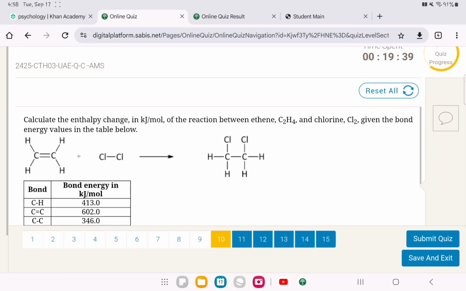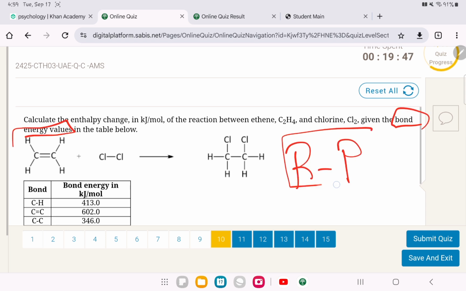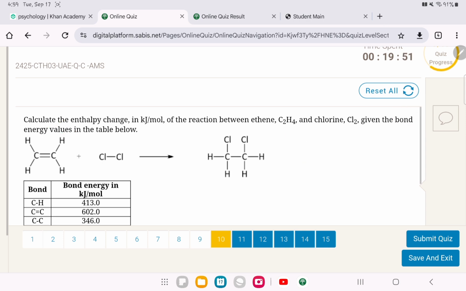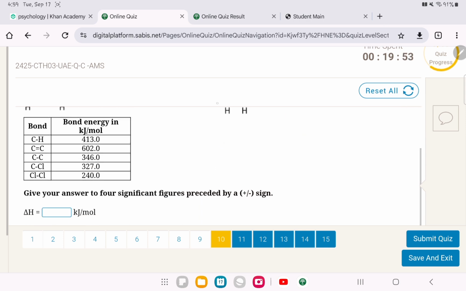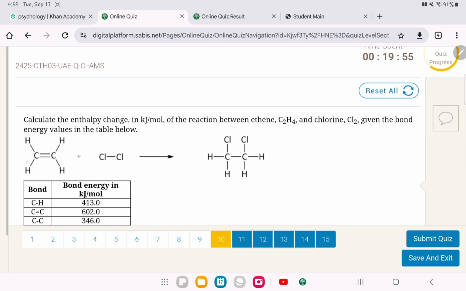Question number 10. Calculate the enthalpy change of the reaction. Anytime they tell you bond energy values, what do you do? Reactants minus products. So anytime you see bond energy, it's reactants minus products. It's the only equation that's reactants minus products. So you're gonna do this minus this.